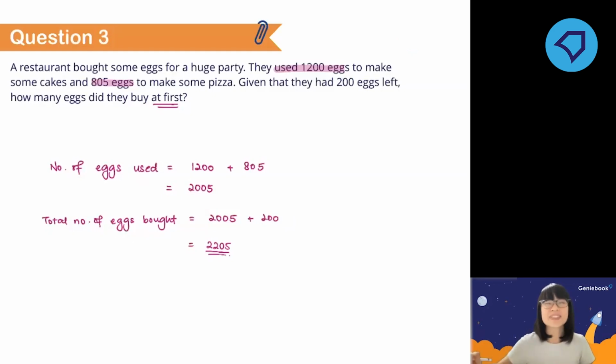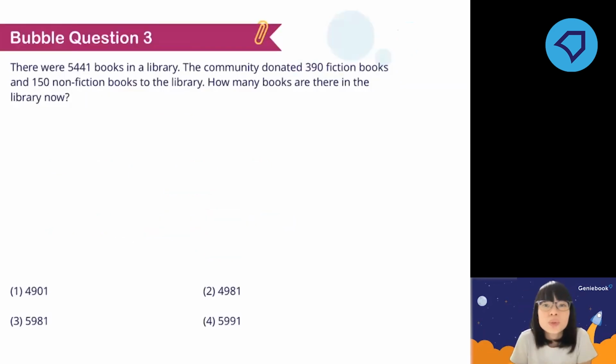Are you ready for your bubble question? There were 5,441 books in the library. The community donated 390 fiction books and 150 non-fiction books to the library. How many books are there in the library now? 1 minute, 30 seconds. Let's go.